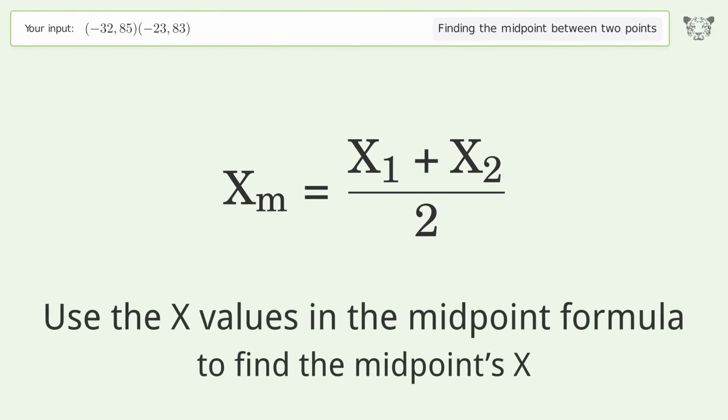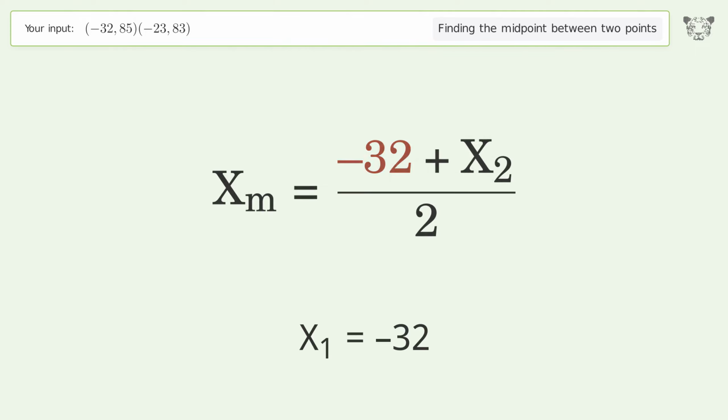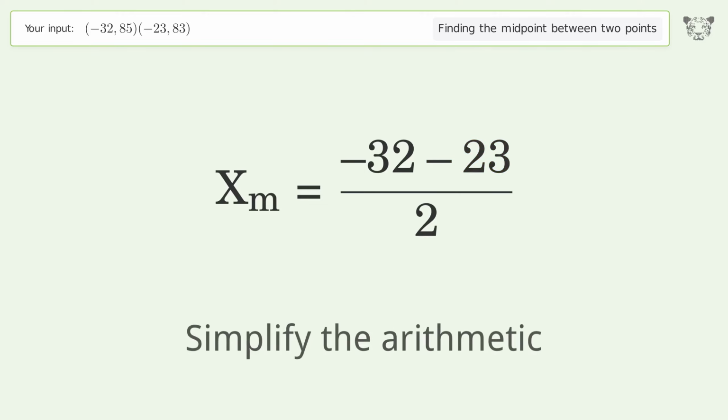Use the x values in the midpoint formula to find the midpoint's x. x1 equals negative 32. x2 equals negative 23. Simplify the arithmetic.